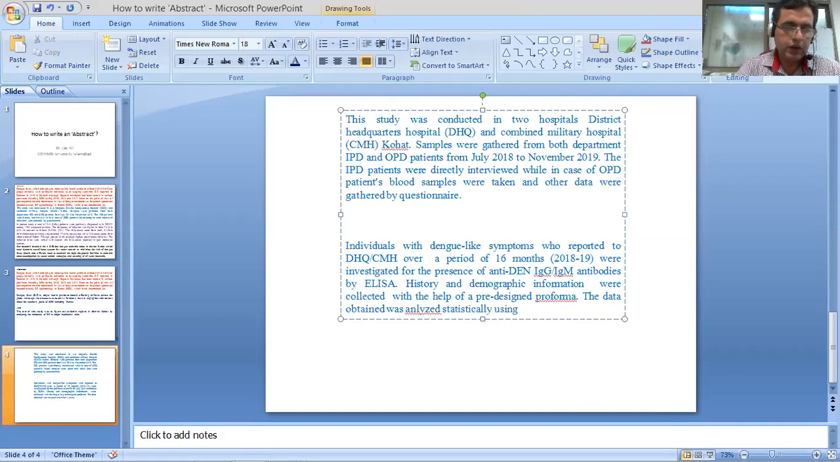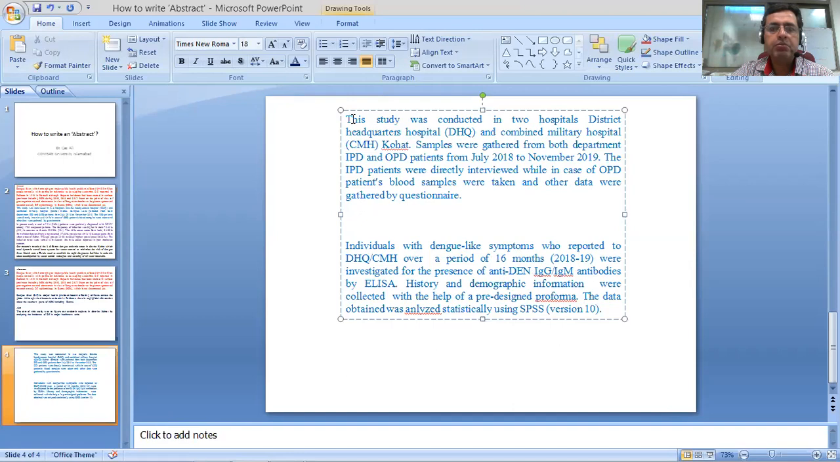For instance, I would write it for your convenience that the data obtained was analyzed statistically using SPSS. You can also give the version number, version 10 or 16 or whatever you have used. Okay, so these are the methods that you have used.